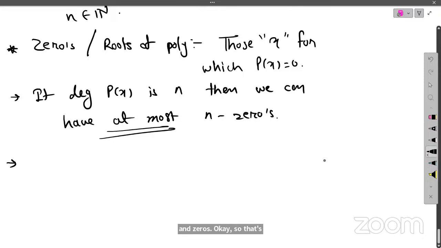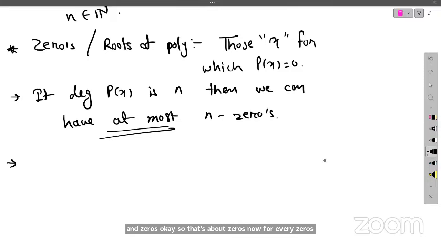Now for every zero, we define a particular number. That number is known as the multiplicity of a zero. So what is the multiplicity of a zero?